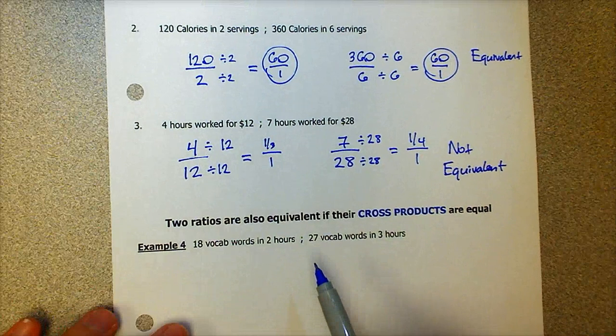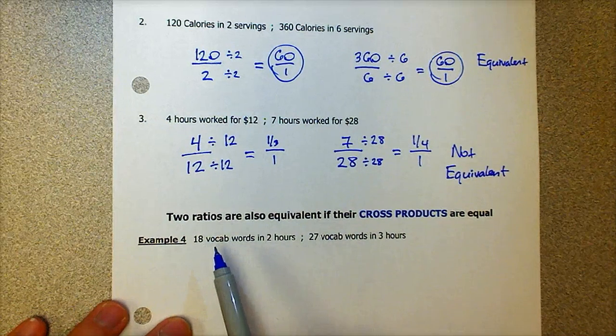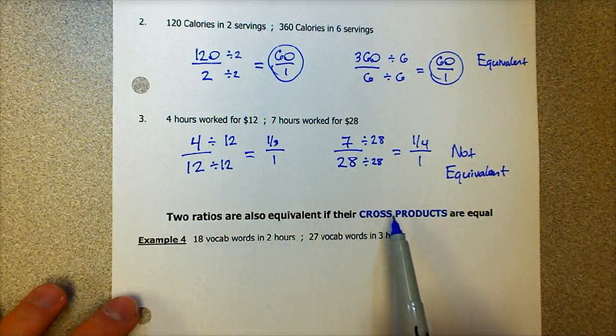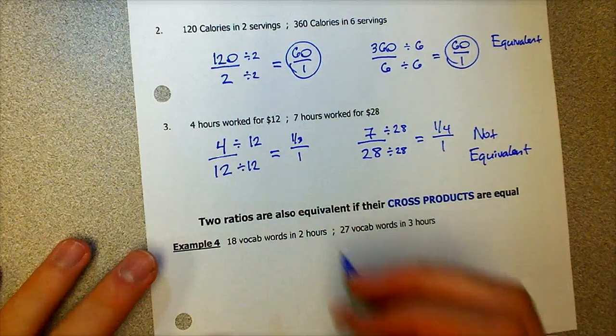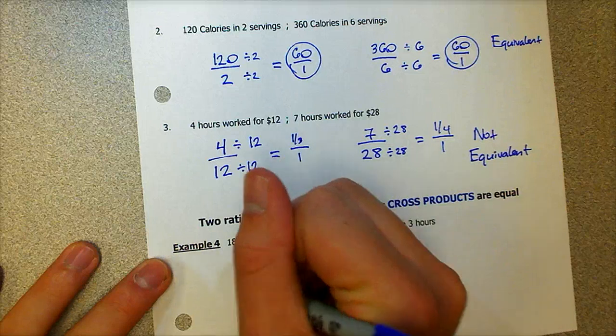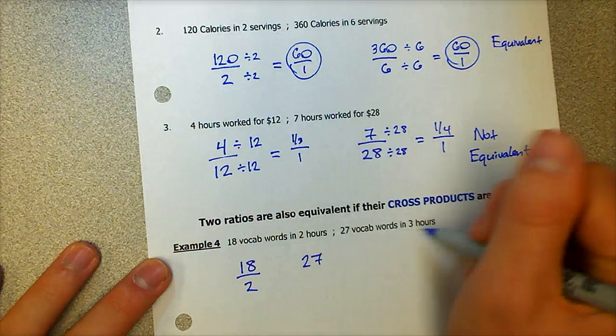In this last example, we'll look at another way to tell whether or not ratios are equivalent, and that's by using what are called cross products. So this says we have 18 vocabulary words in 2 hours compared to 27 vocabulary words in 3 hours.